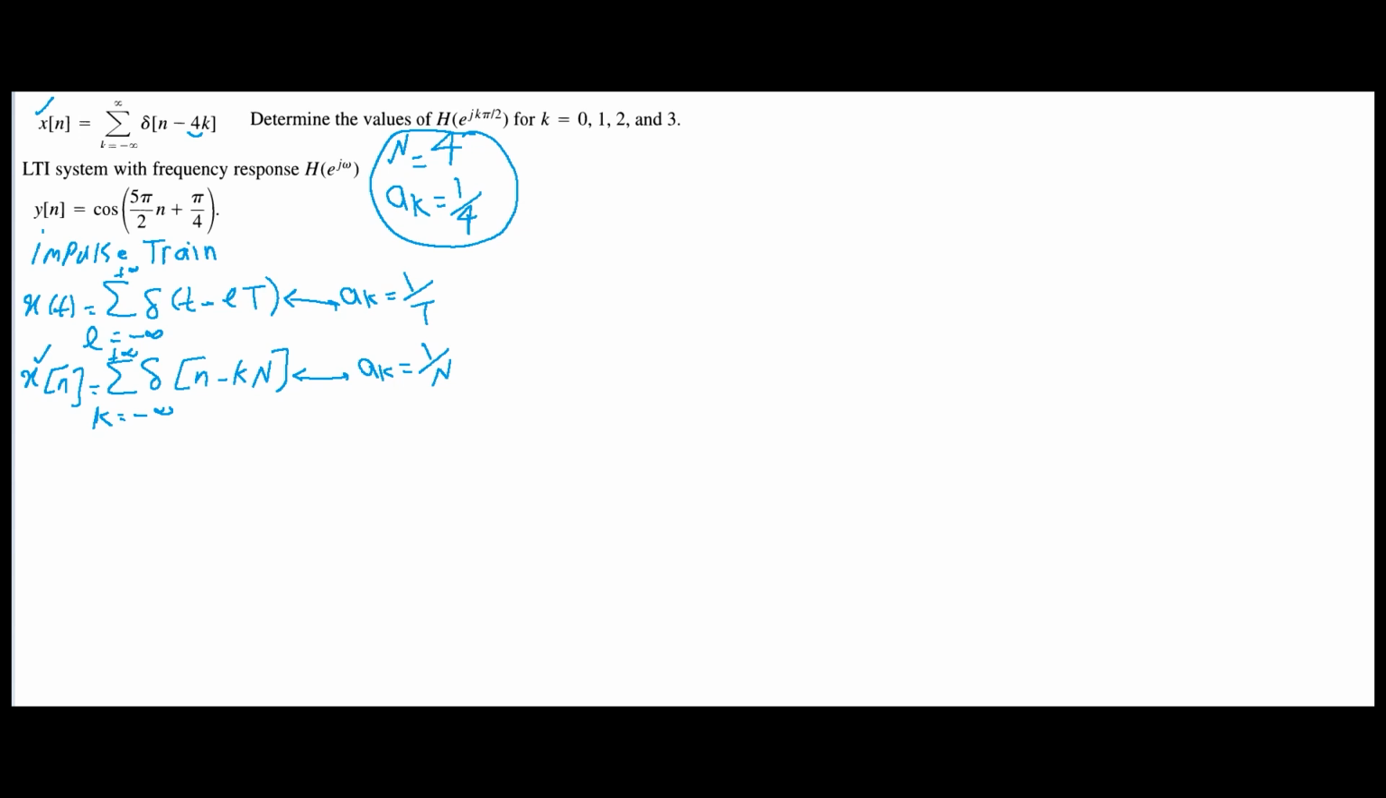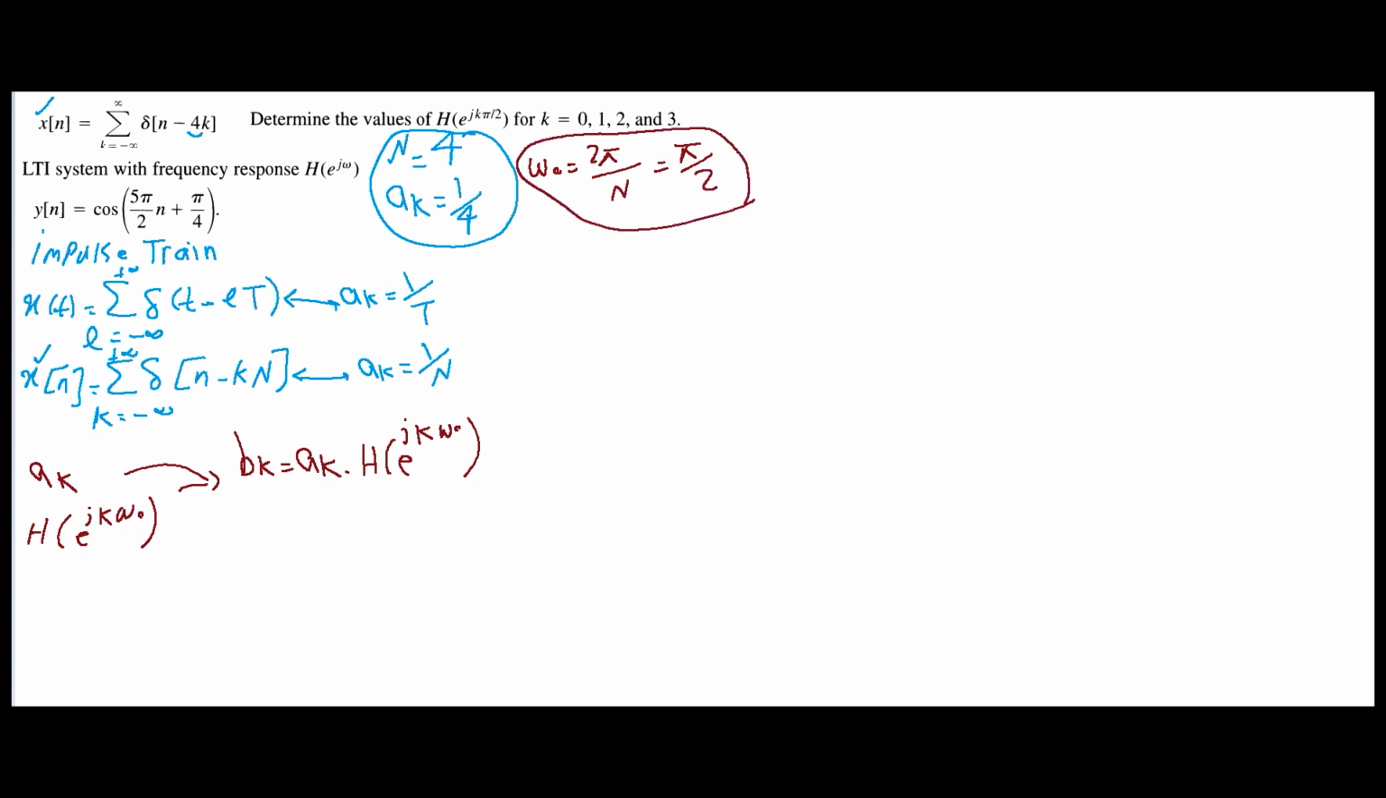Now, let's recall another key property. If a_k represents the Fourier series coefficients of the input and H(e^{jkω0}) is the frequency response of the system, then the Fourier series coefficients of the output satisfy b_k equals a_k multiplied by H(e^{jkω0}). Since ω0 equals 2π divided by N and N equals 4, we have ω0 equals π/2.